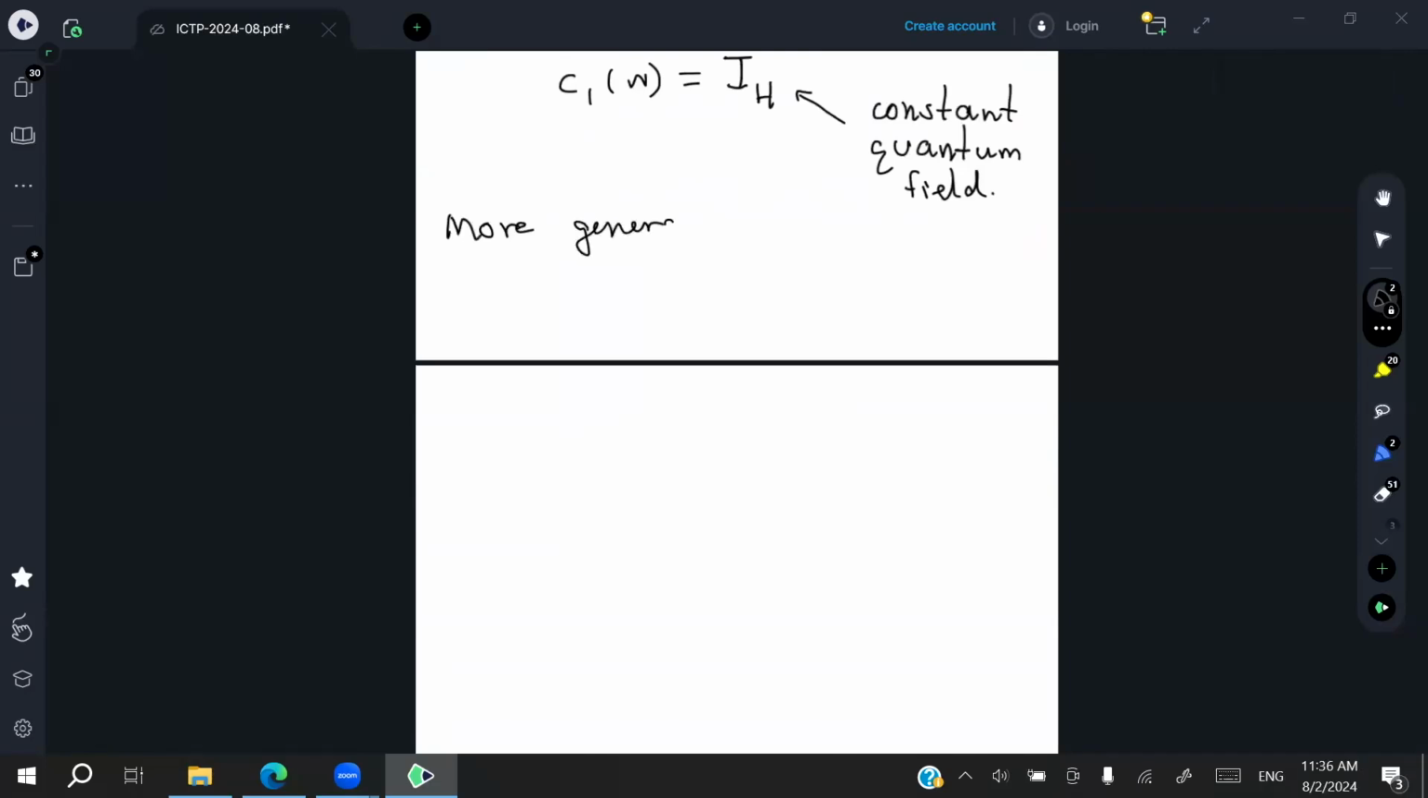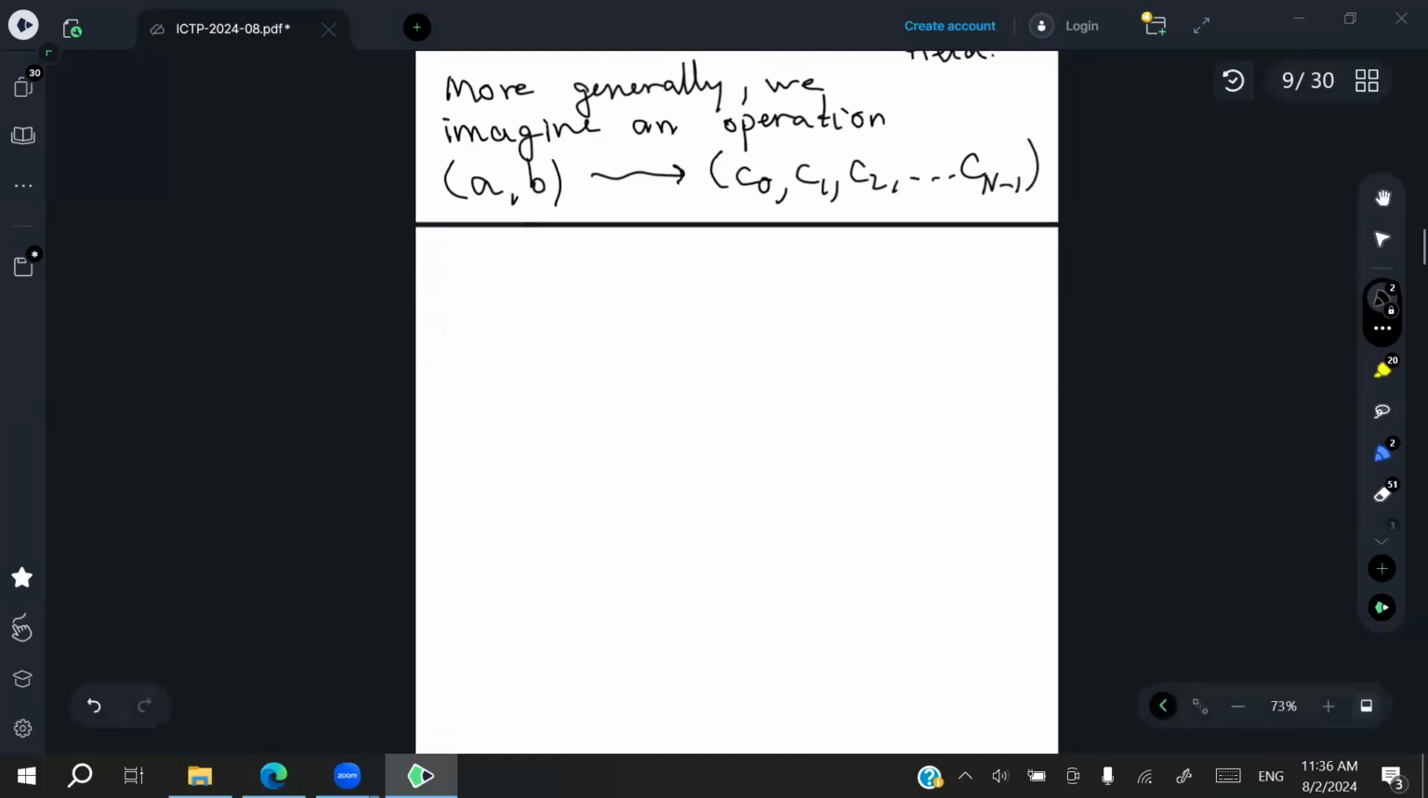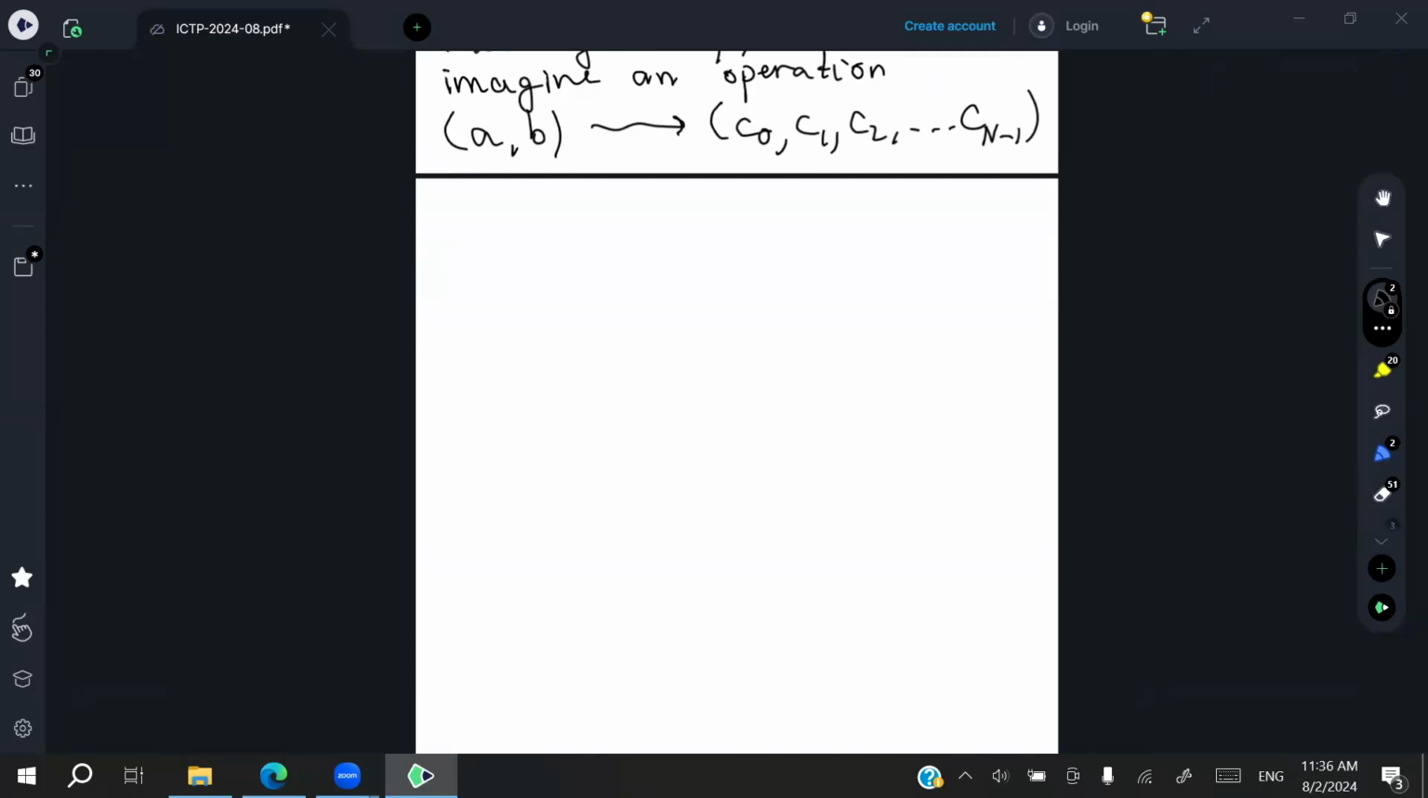So more generally, we imagine an operation that takes A and B and produces this list C0, C1, C2 up to some finite number, okay? And we want to imagine this operation as a kind of product in our vector space V, right? But it's a product that takes as input quantum fields and gives as an output a list of other quantum fields. Now, there's many different ways of organizing this information. So the one that I like is something called a lambda bracket.